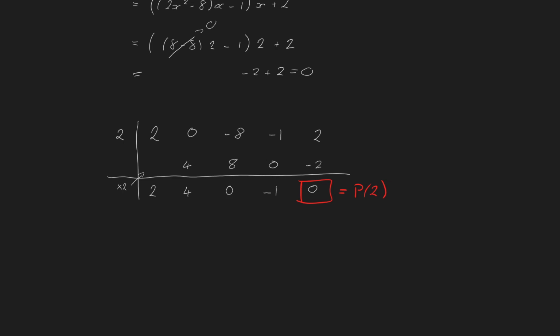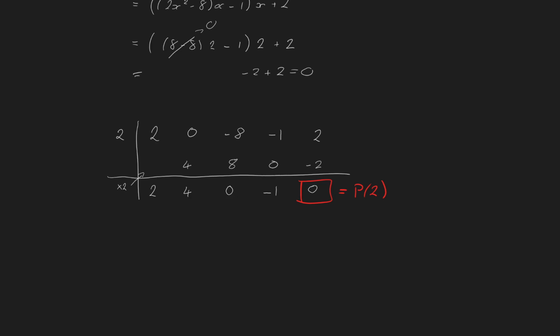And if I did the same game with a different number, so if I wanted to take p of 1 or p of 7 or whatever I wanted, I would replace this by the 1 or the 7. And every step when I go diagonally, I would multiply by that number, still adding up the columns, but the diagonal is multiplying by whatever it is that I'm evaluating the polynomial at.